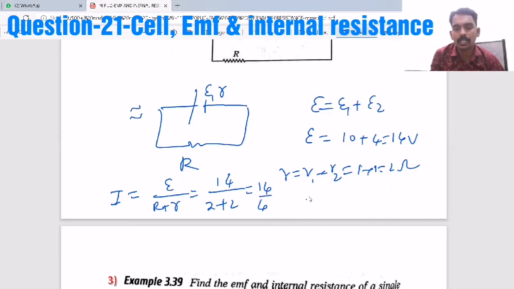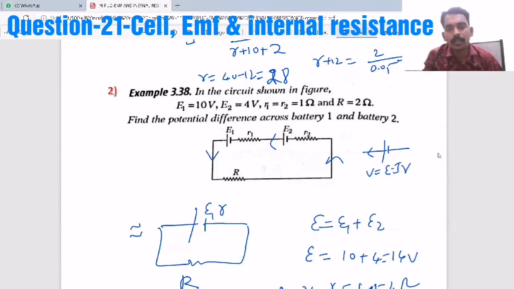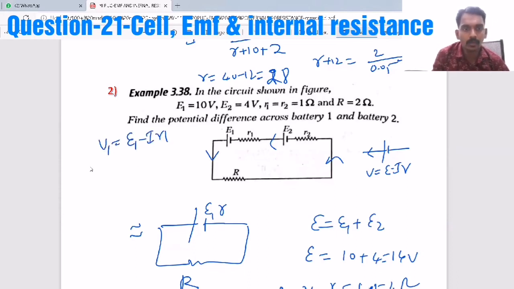Now potential difference across the cell means you have to take epsilon minus Ir. Now here current will flow in this circuit like this. For both the cells, if you consider, the current is coming from the positive terminal, meaning discharging. So in case of discharging, V equals epsilon minus Ir. So after finding I, we have to find V1 equals epsilon 1 minus I r1. Like here I am writing, V1 equals epsilon 1 minus I r1.